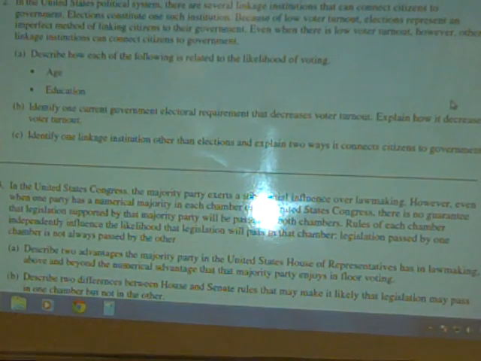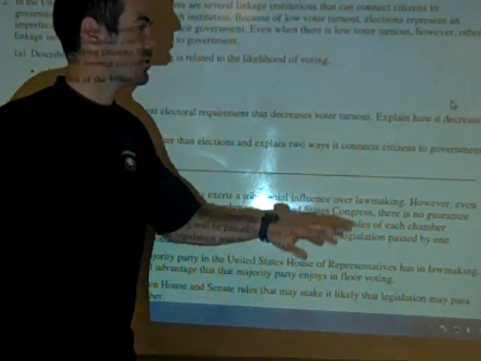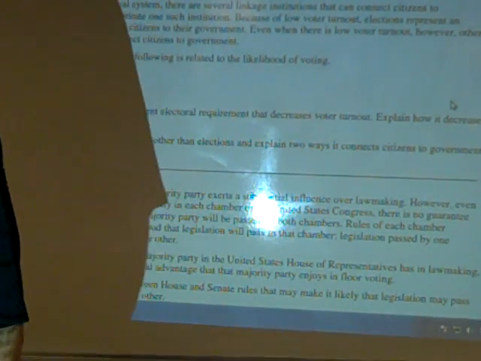And then what is one linkage institution other than elections? So you just got to name one. The media, interest groups, and political parties. Then it explains 2 ways it connects citizens to government. So let's see, they're going to give us examples for all of them.